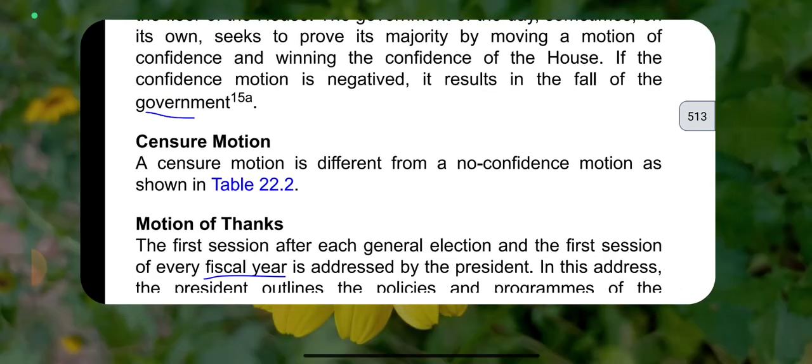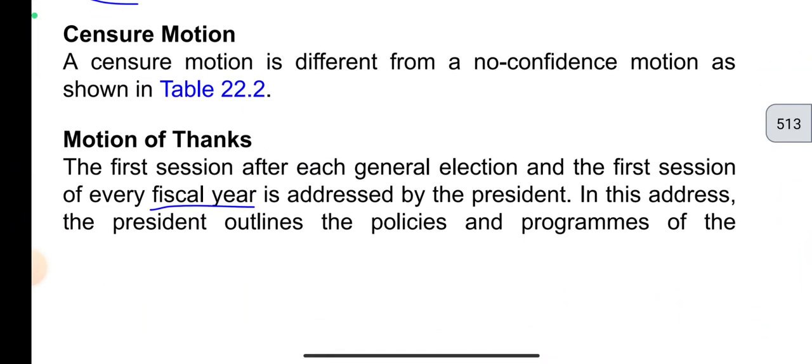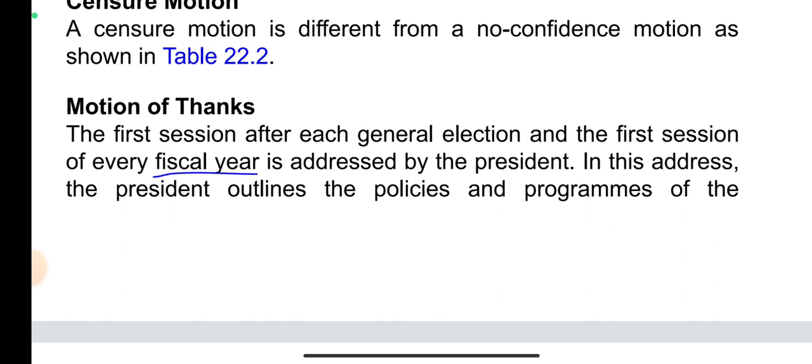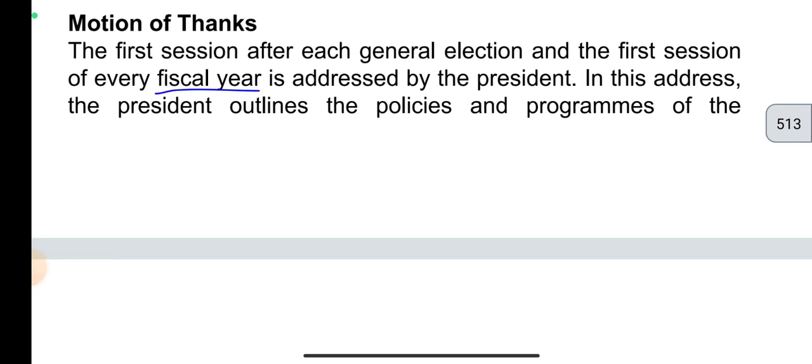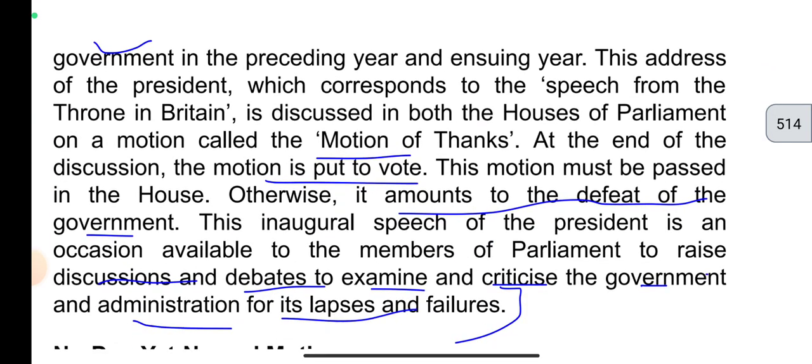If the confidence motion is negatived, it results in the fall of the government. Censure motion. A censure motion is different from a no confidence motion as shown in table 22.2. Motion of thanks. The first session after each general election and the first session of every fiscal year is addressed by the president. In this address, तो प्रेसिडेंट दो बार एड्रेस करते हैं. In this address, the president outlines the policies and programs of the government in the preceding year and ensuing year.